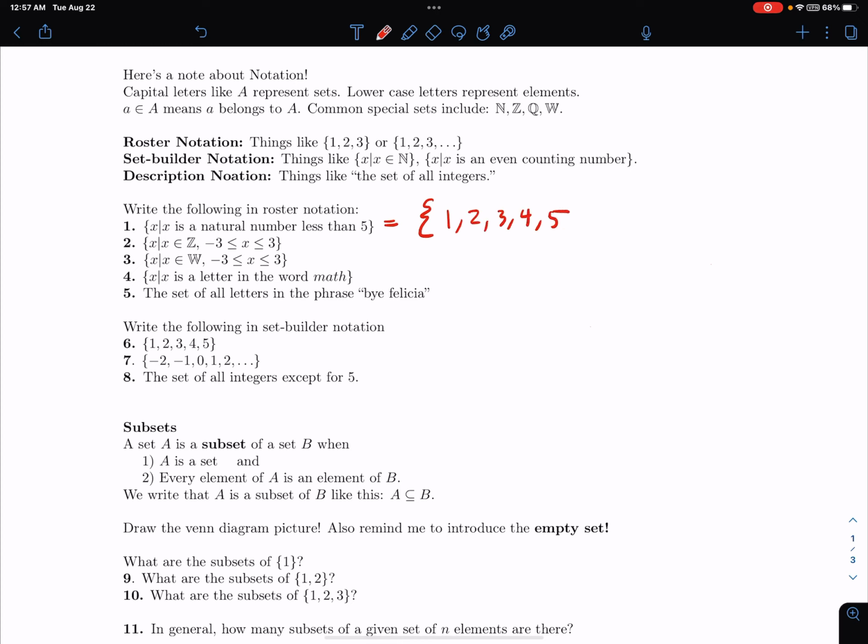Oh, wait a minute. I did that first. 5 is not a natural number that's less than 5, right? 5 is not less than 5. So I went one too far. I should stop at 4. And that's my set right there.